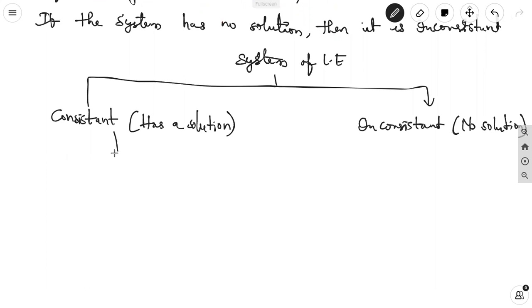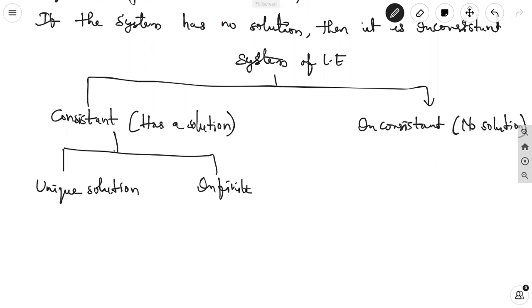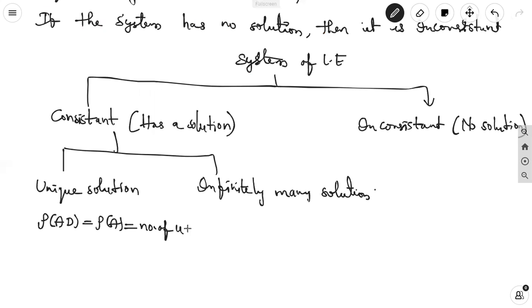Having a solution means it has two types of solutions. One is a unique solution, the other is infinitely many solutions. Unique solution means rank of the augmented matrix is equal to rank of the A matrix, which is equal to the number of unknowns. Then it is the unique solution.